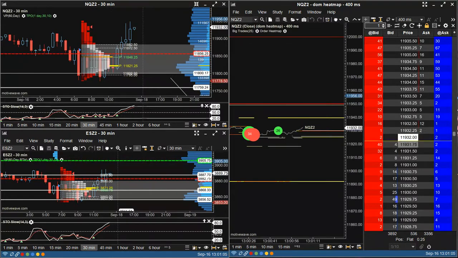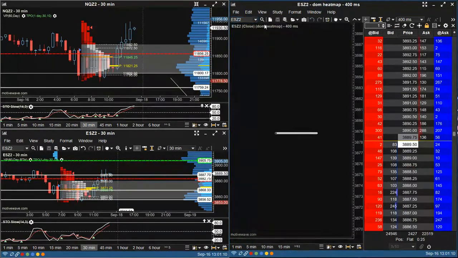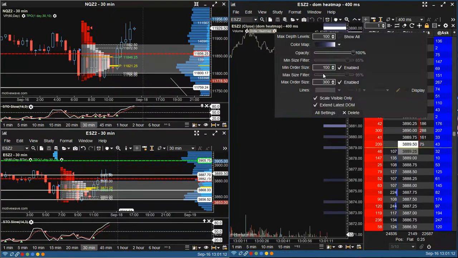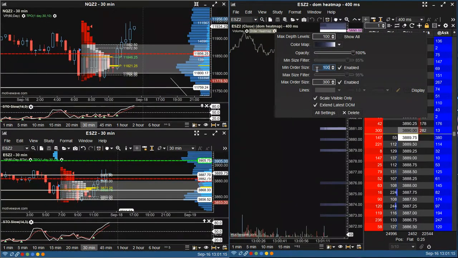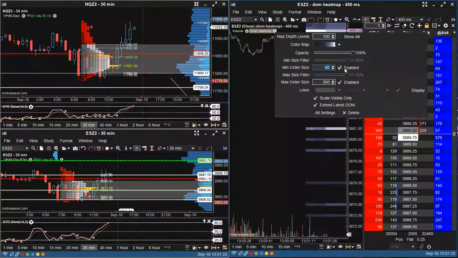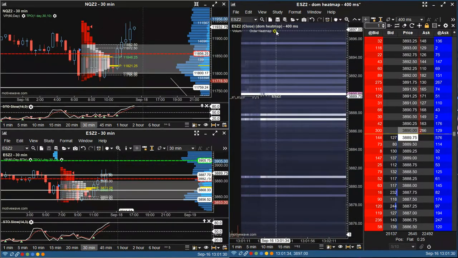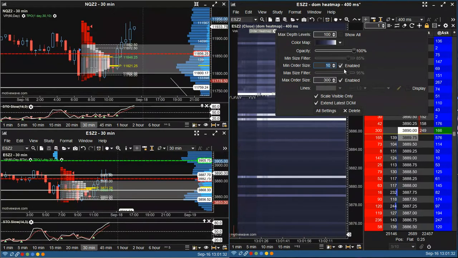For the DOM on ES, let me pull it up on the side of the screen. Right now, 100 minimum. Lately I've been doing 60 to 100, depending on the liquidity. Right now it's like 100, right here. So if it's 100, I'll do 100 initially. Or if the market's thin that day, I'll go to maybe 60. If the liquidity for that day is pretty thin, then you can obviously change the minimum order size. But max, probably 300.